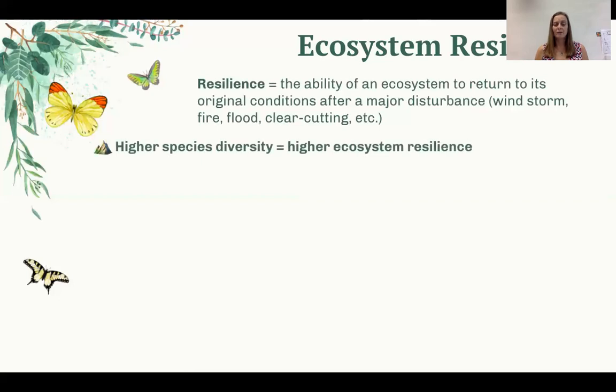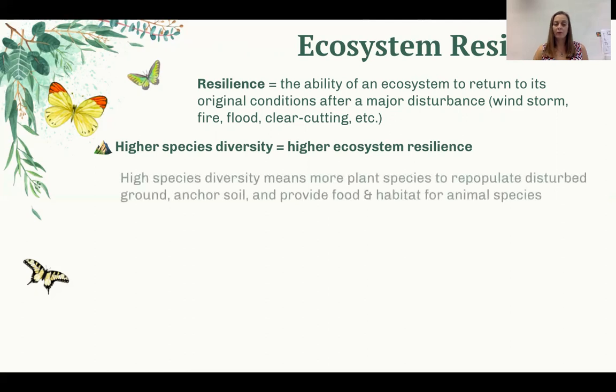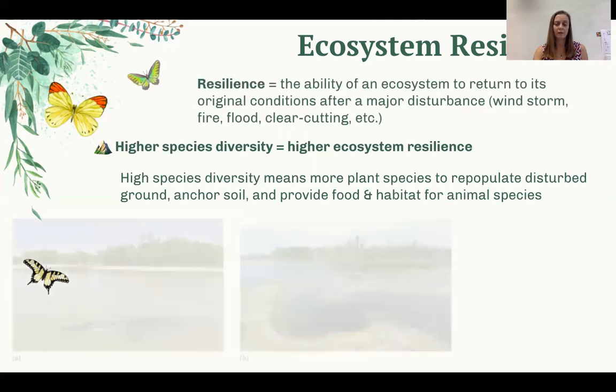If we have higher species diversity, we're going to have higher ecosystem resilience. There are going to be some plant species that have survived and can repopulate that disturbed ground. They can anchor exposed soil. They provide food and habitat for animal species. So after a disturbance, we frequently talk about secondary succession. And so these are the pioneer species. These are the first species to come back after that devastating event, and they provide food and habitat for the others.